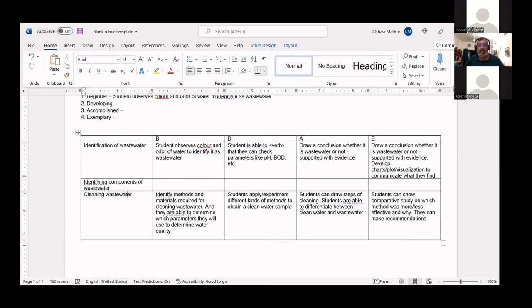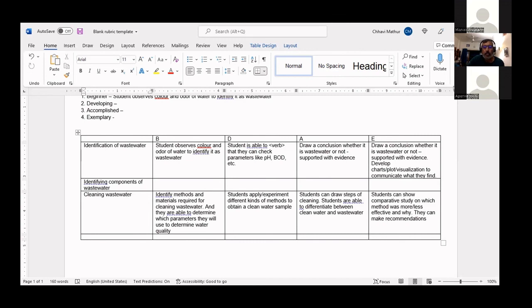Great. So again, I think this is really good work, all of you. You've really put in a lot of effort in trying to figure out how you want to assess the different levels. And I think generally, it makes a lot of sense.